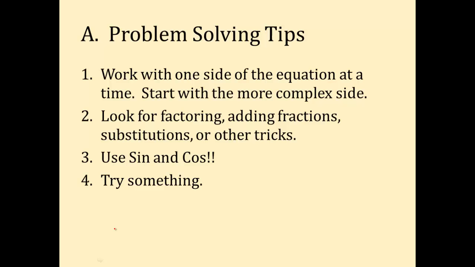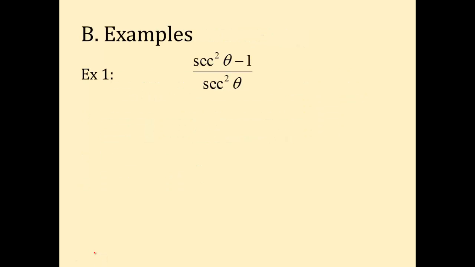Number one, work with one side of the equation at a time and start with the more complex side. Generally, that helps the most, starting with one side only. Number two, look for things like factoring, adding fractions, substitutions, or other things like that to help simplify the problem. Number three, always try to put things in terms of a sine and a cosine. Number four, try something. Do not stop, just try something.